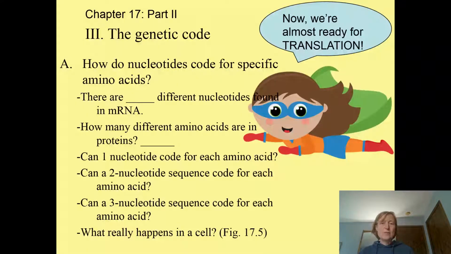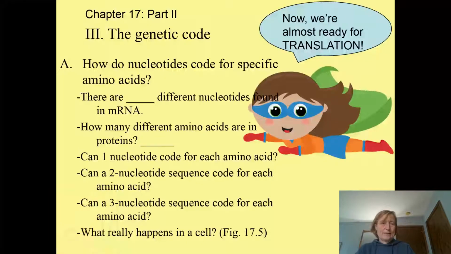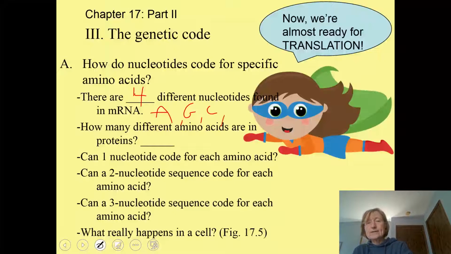Does anybody remember how many different nucleotides are found in messenger RNA molecules? Okay, let's see if we can remember this. I will get my little pencil out. Did any of you say 4, right? There are A's, there are G's, there are C's, and there are T's. No T's. There are U's, right?